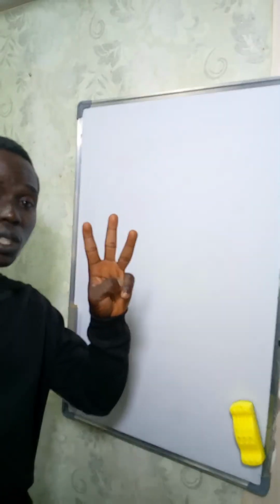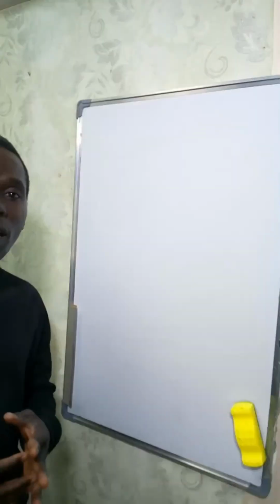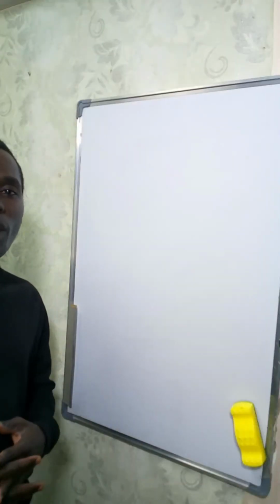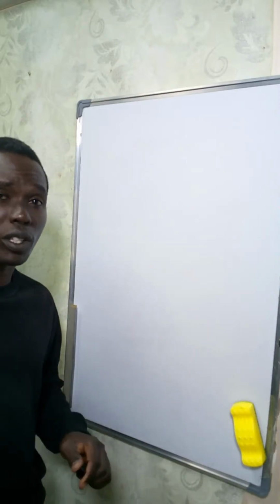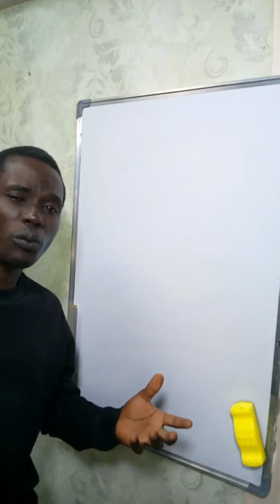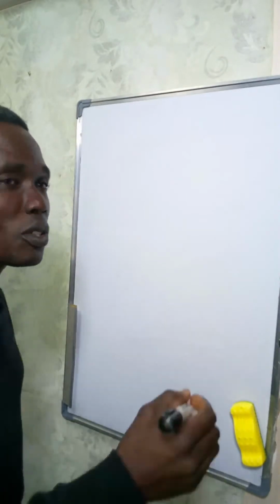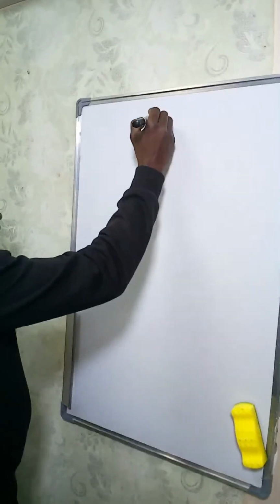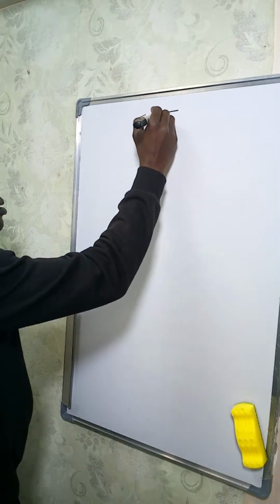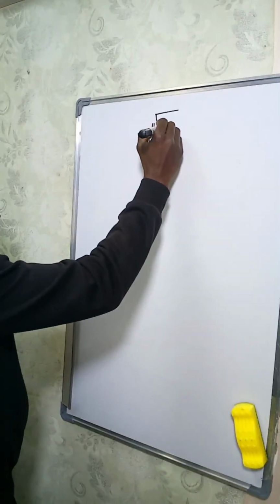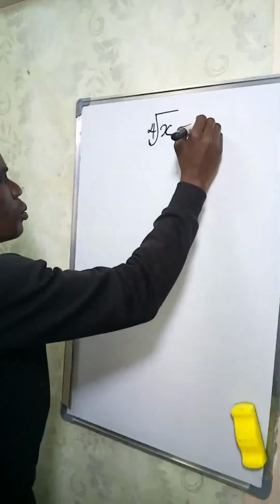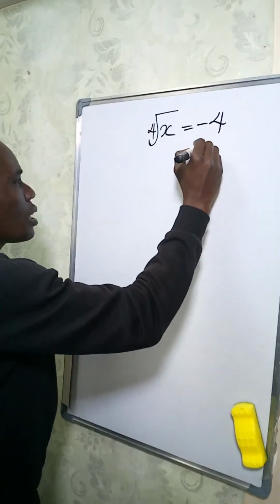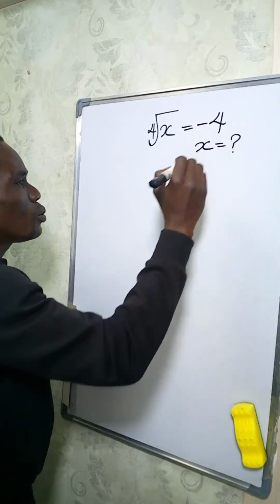We are going to look at three questions that are most likely to be asked when you have exams like that. One of those unique questions that people look for answers to is this. You'll be asked to find the fourth root of x. If you're asked to find x when the fourth root of x equals -4, what will you do?